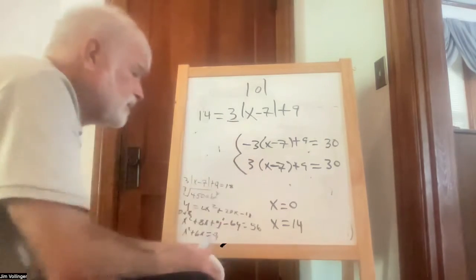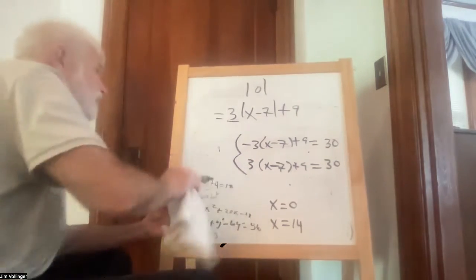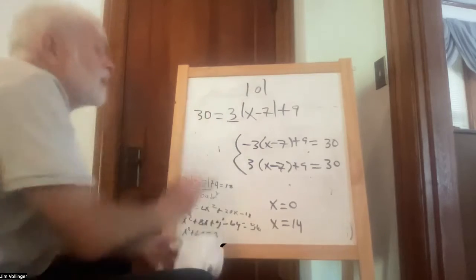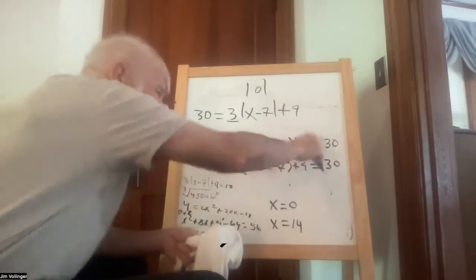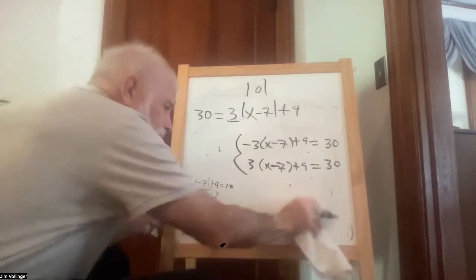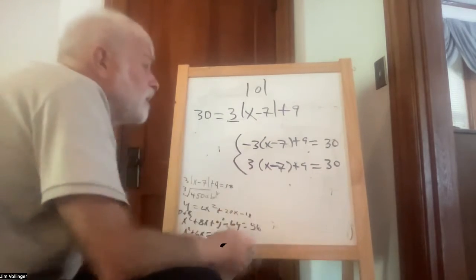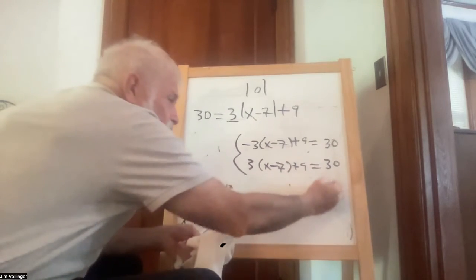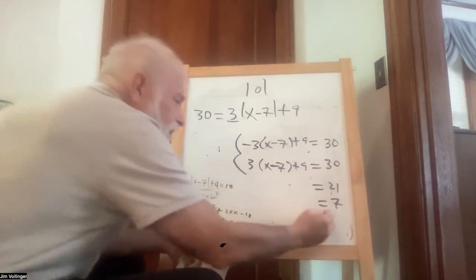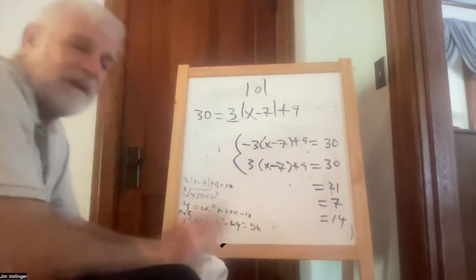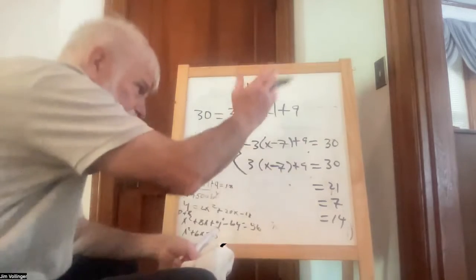But how would I set this thing to 30? Well, again, I'd erase that part of the piecewise function and I'd set each of the pieces to 30. All right. So let's solve this one first. Subtract 9, 21, divide by 3, 7. Add 7, there's one of your answers, 14. That's the one on the right, on the increasing side.